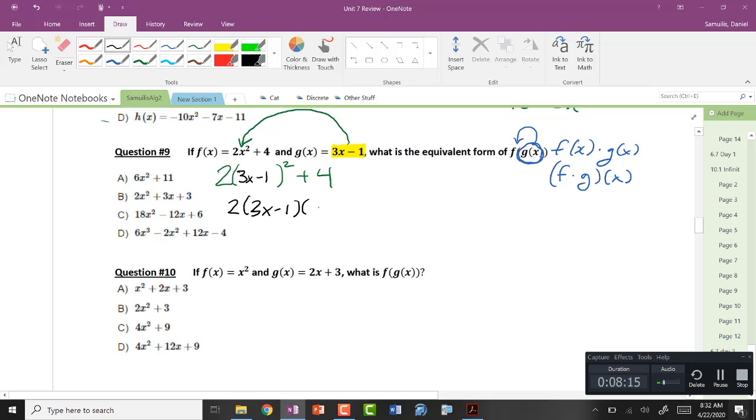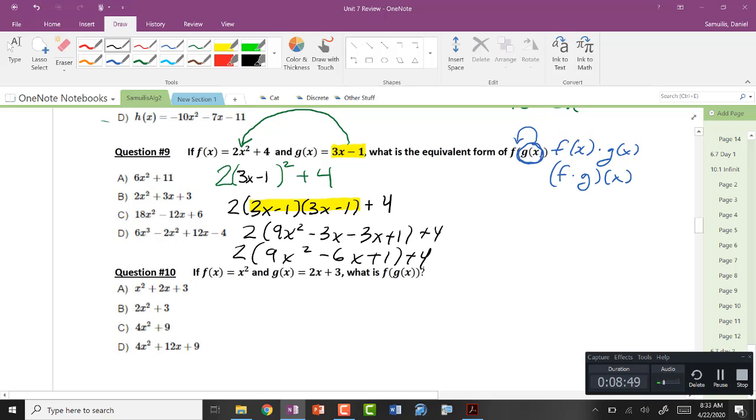3x minus 1 squared is not 9x squared minus 1. It's 3x minus 1 times 3x minus 1. I typically like to distribute this before I distribute the 2. You get the same answer if you distribute the 2, but you only distribute the 2 to this first one. I would just suggest distributing the binomials. So I end up with 9x squared minus 3x plus 1 plus 4. That's 2 times 9x squared minus 6x plus 1 plus 4.